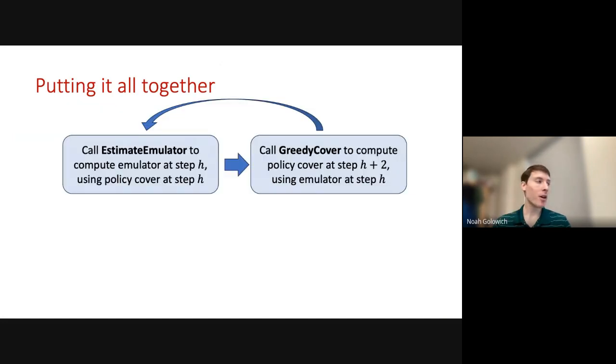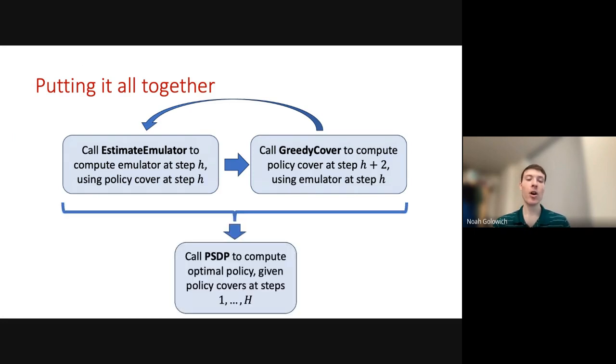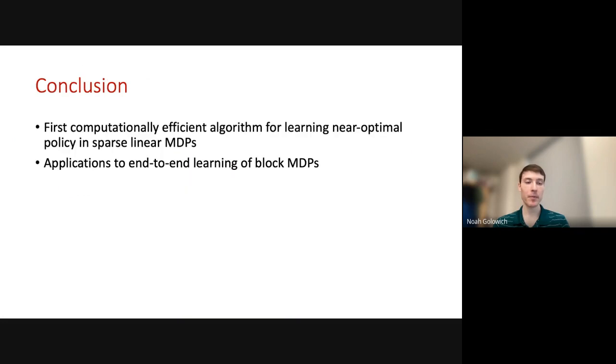Okay, so let me now put all these pieces together. The way our overall algorithm works is at each step little h, we call estimate emulator to compute an emulator at step h using a policy cover at prior steps. Then we pass that emulator to the greedy cover algorithm, which will give us a policy cover at step h plus 2. We can then repeat this procedure in order of increasing h. Finally, we call PSDP to compute the optimal policy given a policy cover, which was produced by this greedy cover procedure. And that's it. That will give us an optimal policy.